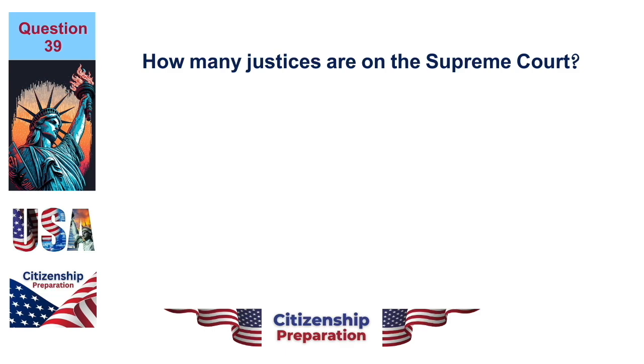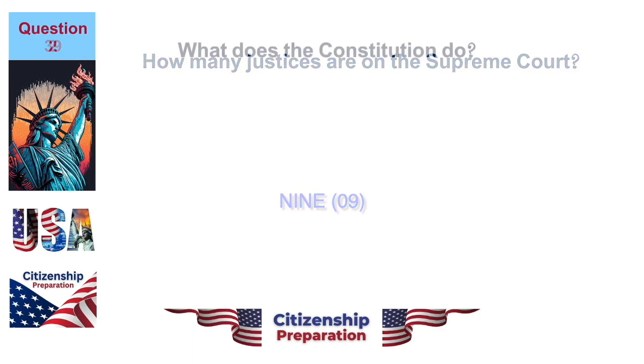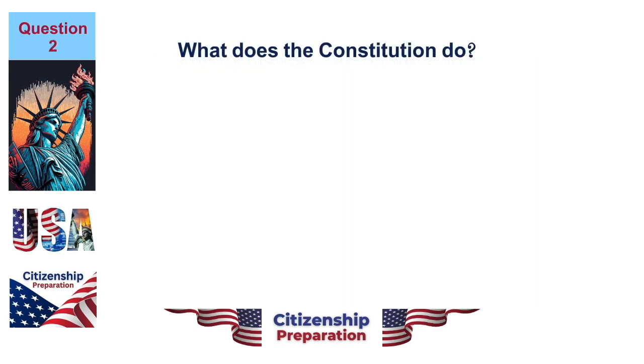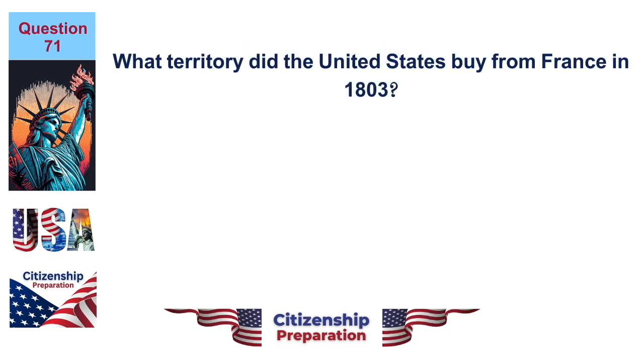How many justices are on the Supreme Court? 9. What does the Constitution do? Sets up the government. What territory did the United States buy from France in 1803? The Louisiana Territory.